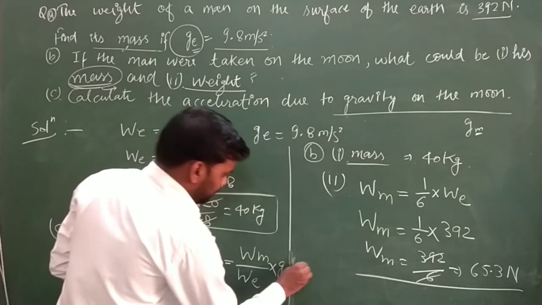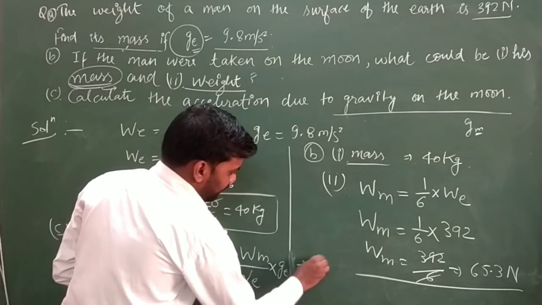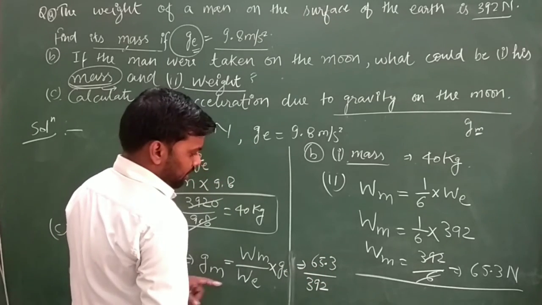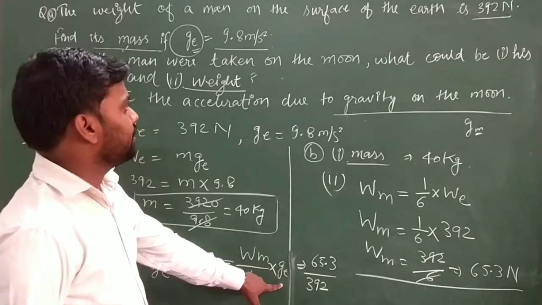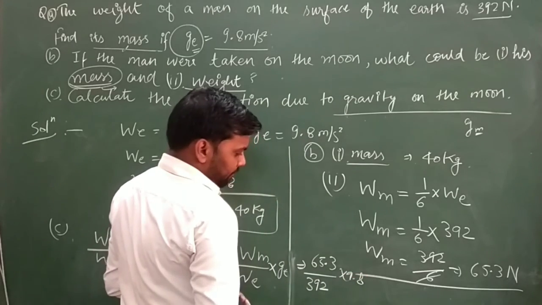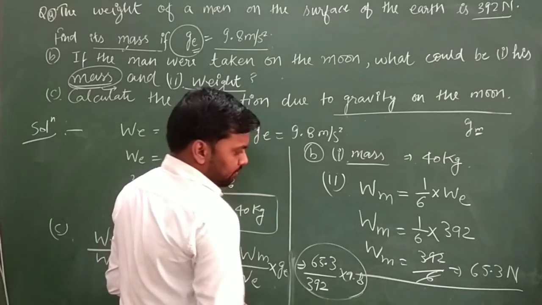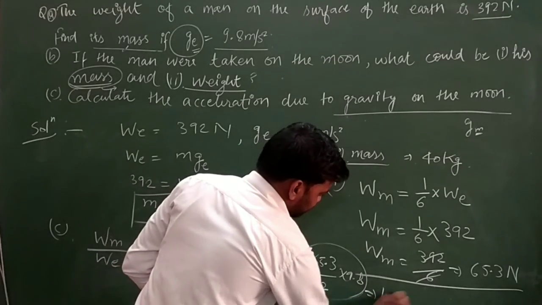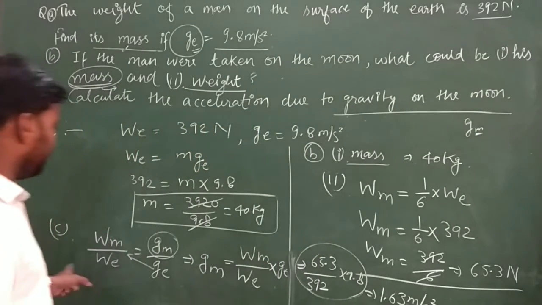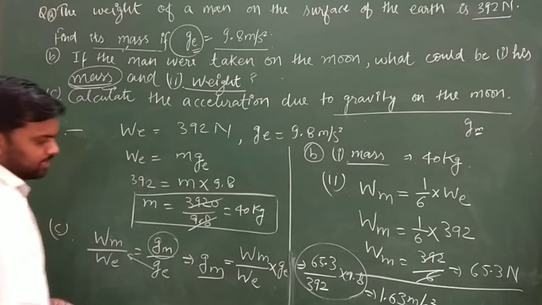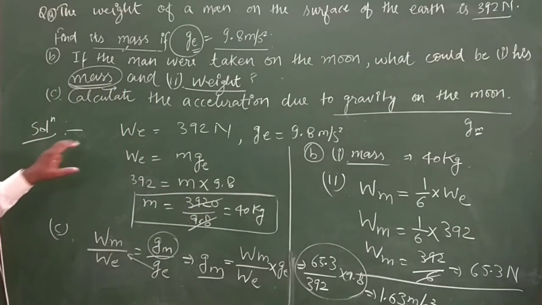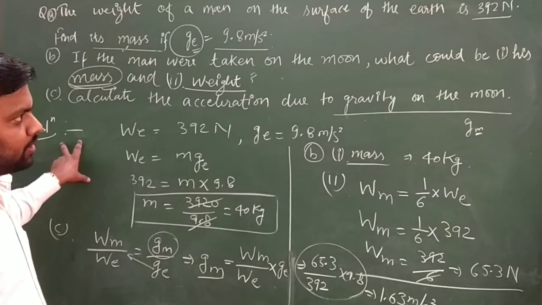Now we will place here the values. That is, weight on moon is 65.3, weight on earth is 392, and acceleration due to gravity on earth is already given, that is 9.8. Now if we solve this whole term, we will get about the value 1.63 meter per second square. It will be the value of g_m, that is the gravity on the moon. So it is a question based on the weight of an object on the surface of the moon.